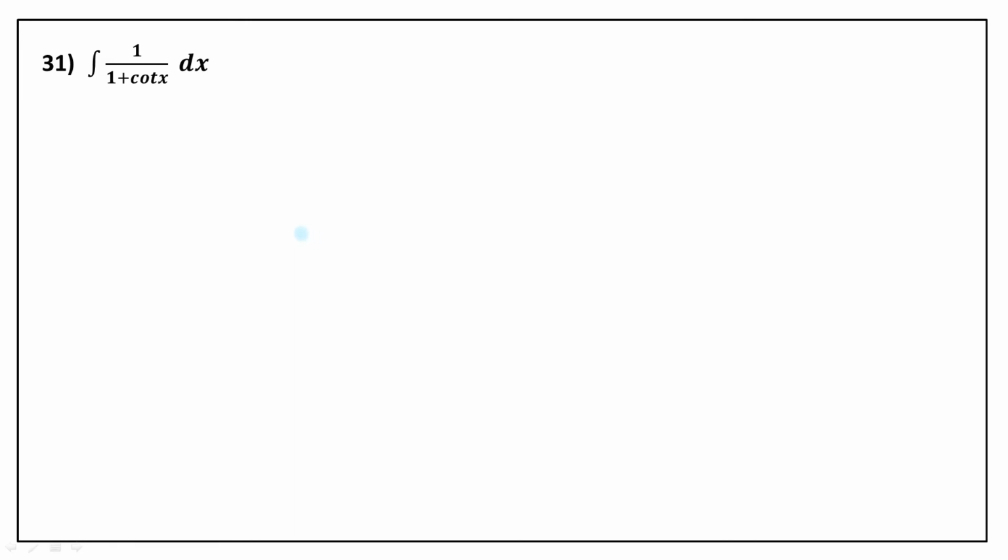Here comes the next problem, integration of 1 by 1 plus cot x. This is one peculiar type of problem where we can't guess what the substitution is. Now let's see how to solve this.